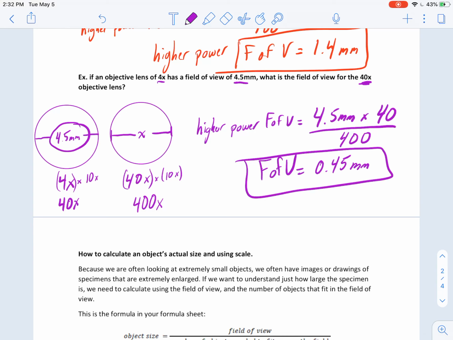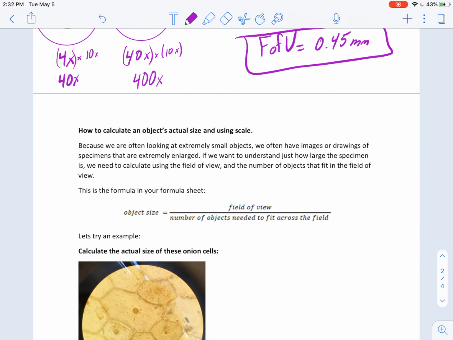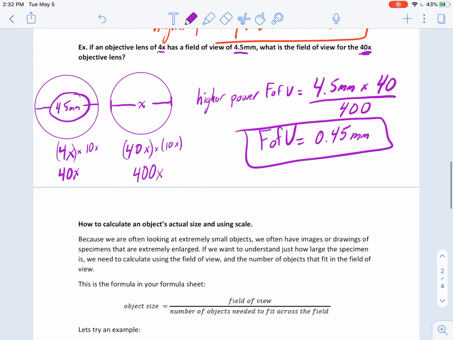Awesome. Hopefully that makes sense. If it doesn't, there's some more practice examples in your textbook. Alright, now what's the point of this? Sure, we now know how wide across that is, but what that's going to help us do is estimate the size of the actual objects.